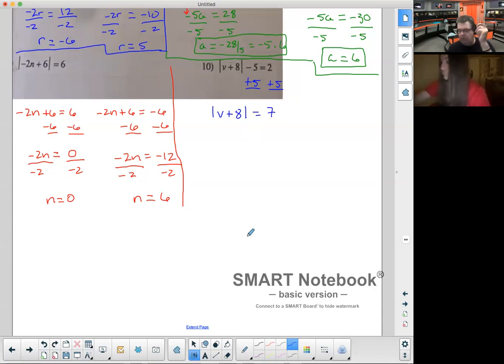Well, we got our absolute value guy here, right? So we have to write our two equations. So v plus 8 equals 7, or v plus 8 equals negative 7. Excellent. Now we subtract 8, and we write it on the other side right away, and that's -1. There you go.